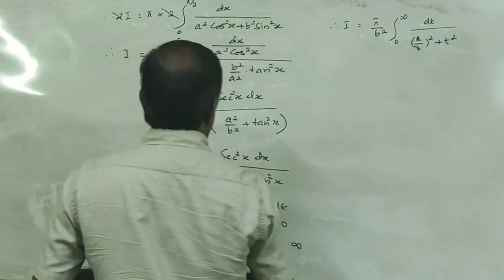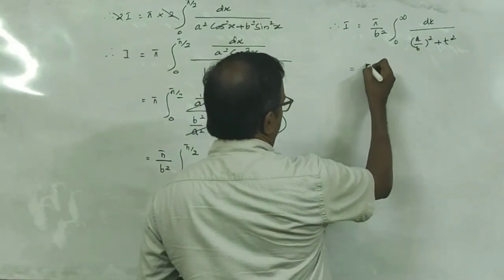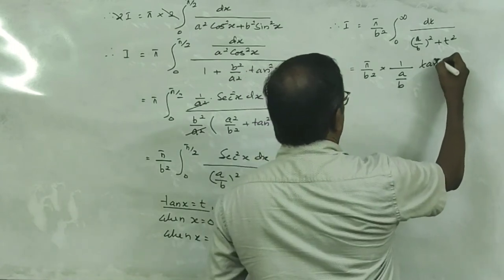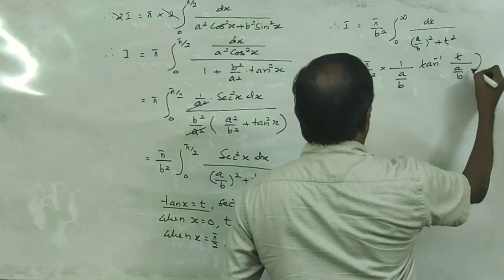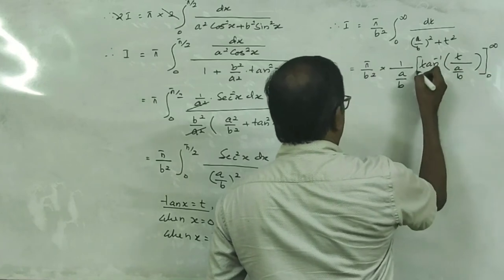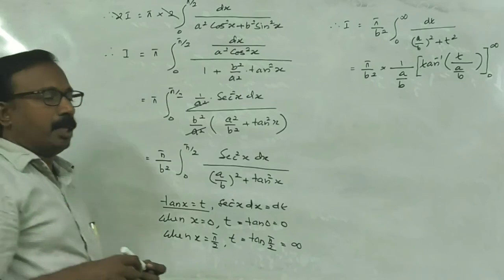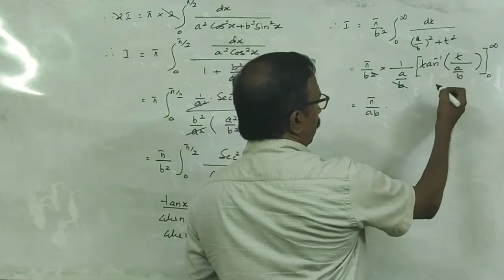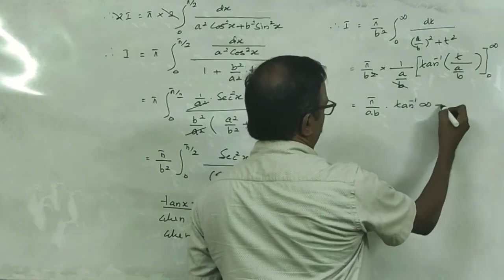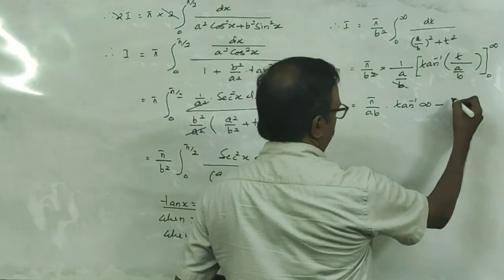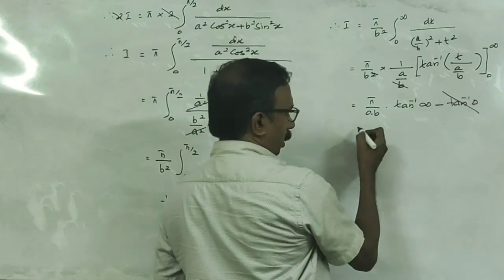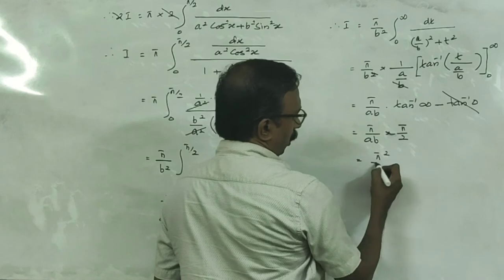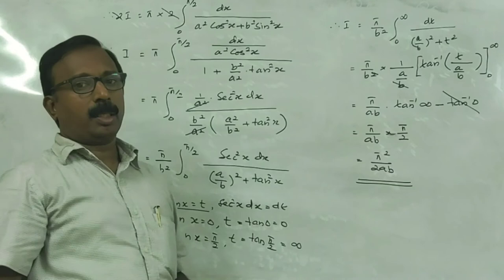plus t square. Integral of dx by a square plus x square is 1 by a tan inverse x by a. That is pi by b square into 1 by a by b, tan inverse t by a by b. Here upper limit is infinity, lower limit is 0. Here b gets cancelled. Now pi by ab into tan inverse infinity minus tan inverse 0. Tan inverse 0 is 0. Tan inverse infinity is pi by 2. So the answer is pi square by 2ab. This is the answer, pi square by 2ab.